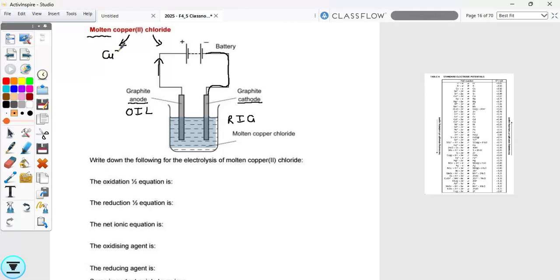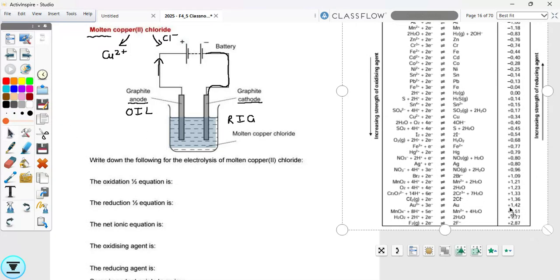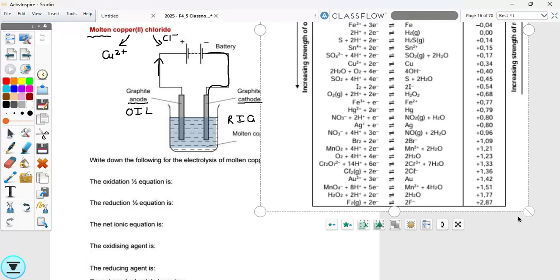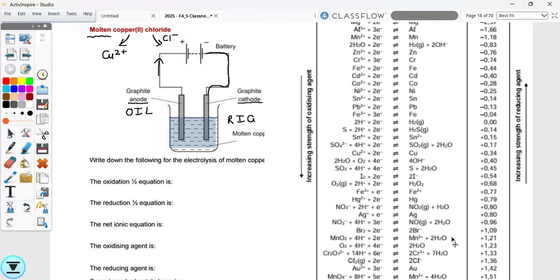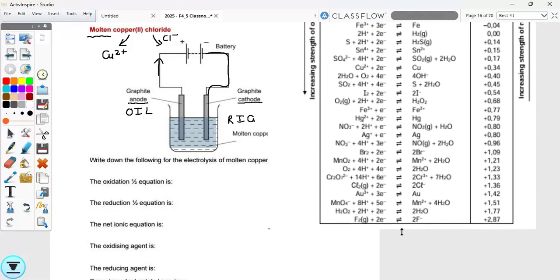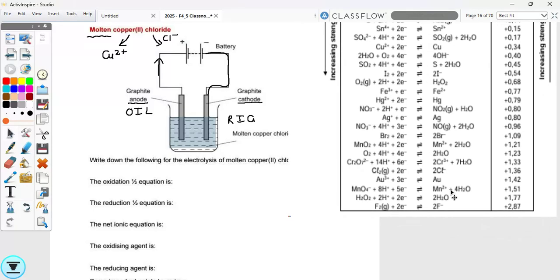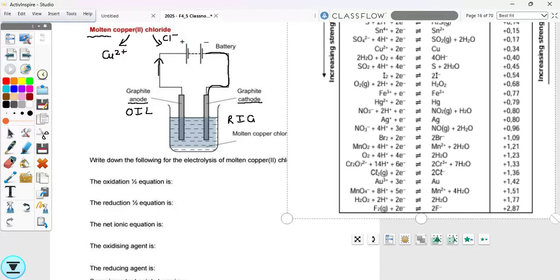Perfect. And Cl minus. Nice. Now we can go and find them on our table. Cu is just about there, so it's nice and low, so we could have them all here next to us. So if you're looking for Cu2 plus, please make sure that you again find all of them if there are more than one.